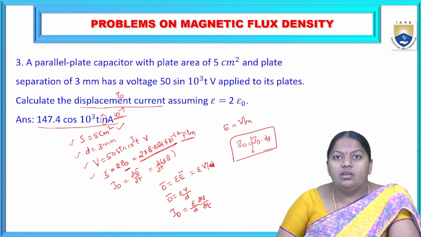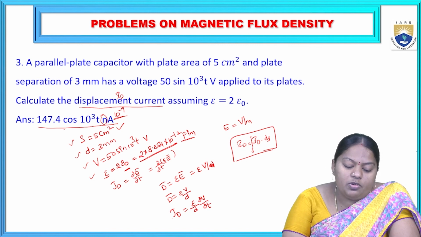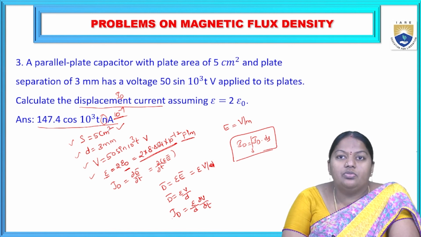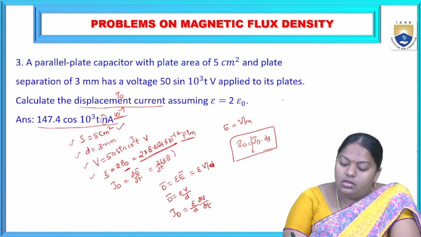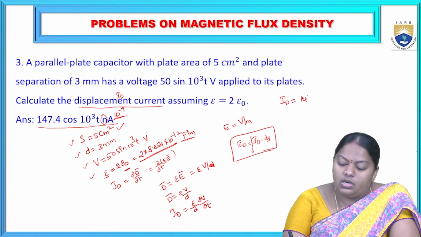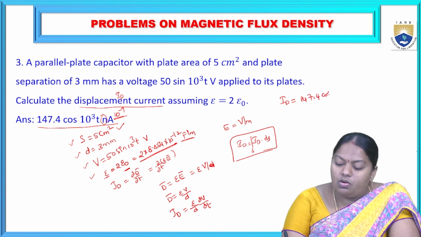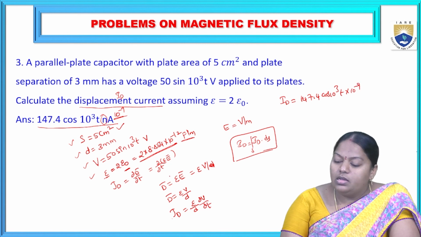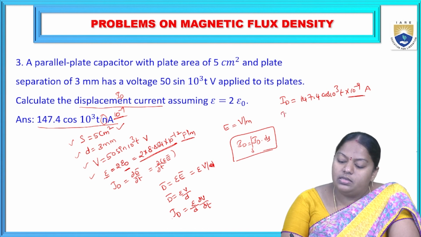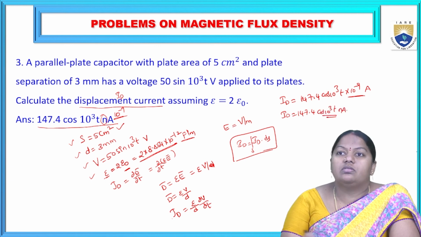The displacement current obtained from the given data is 147.4 cos 10 cube t into 10 power minus 9, right? So ID equal to 147.4 into cos 10 cube t into 10 power minus 9. Generally current is measured in amperes, and 10 power minus 9 resembles nano amperes. Hence ID equal to 147.4 cos 10 cube t nano amperes.